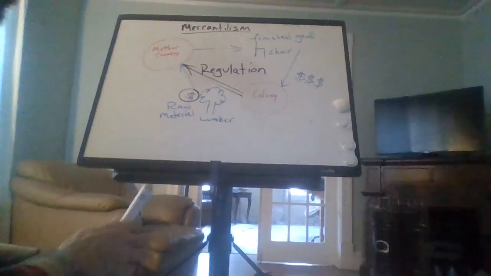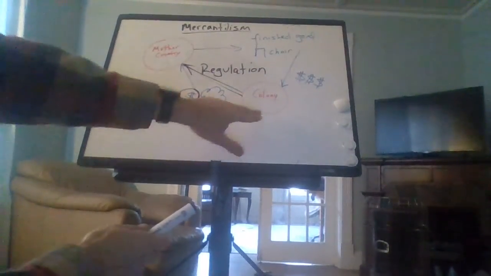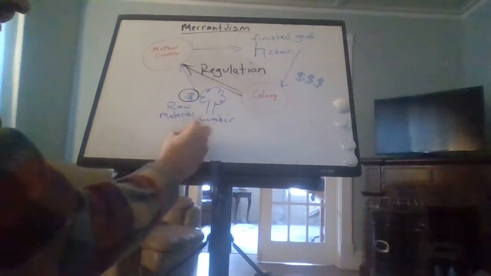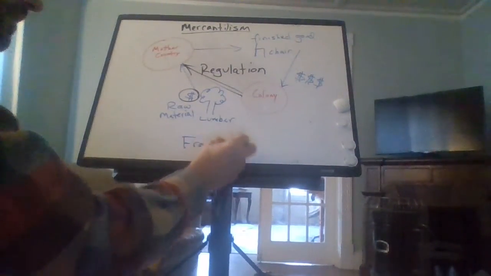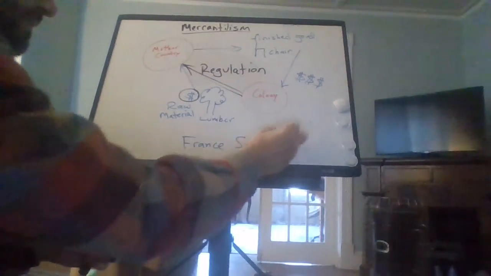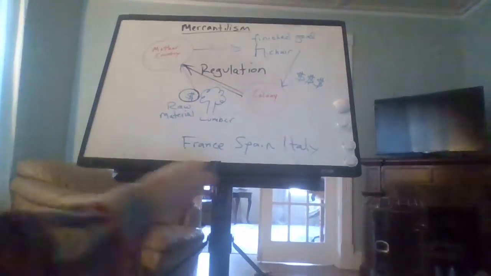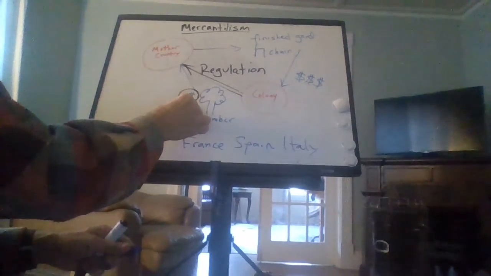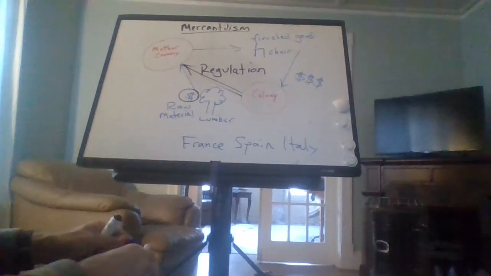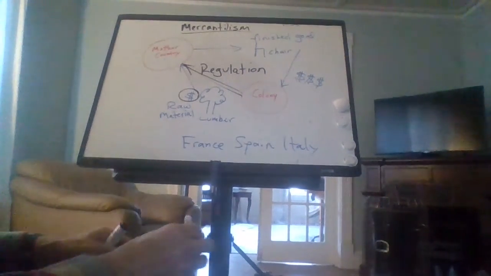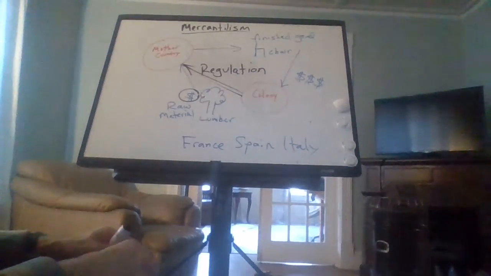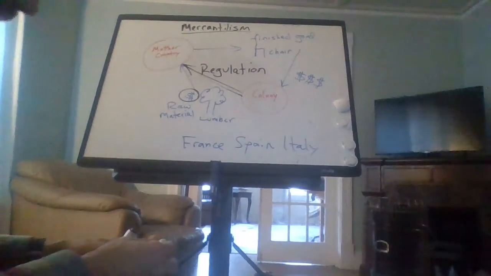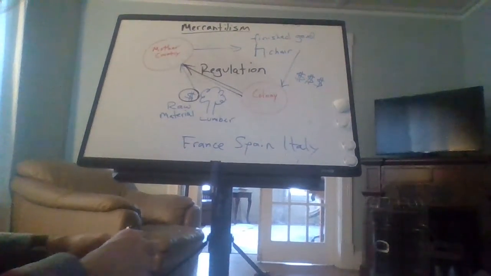Now, without regulation, this lumber, the raw material the colony has, could be sold to other places. Maybe they want to sell it to France, maybe Spain, maybe Italy. In each case, these places may be willing to spend more than the $1 to get the raw material. Unfortunately for the colony, because of regulation, they're not allowed to sell to these other countries and they have to accept the price that the mother country is offering for the product.